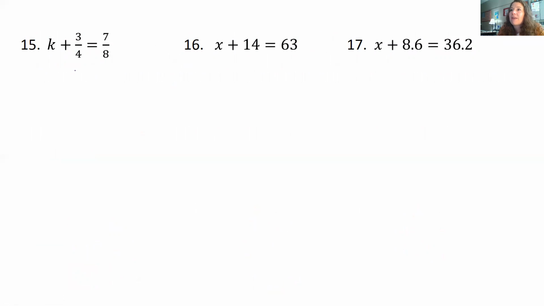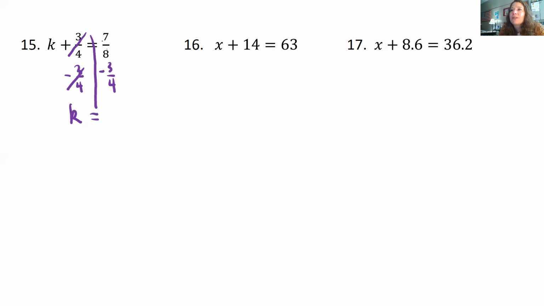So 15, I have a variable on the left side of the equal sign. I want it by itself, so I'm going to draw my line. So I see plus 3/4. What's the opposite of adding a fraction? We're going to subtract a fraction. We're going to subtract a fraction from both sides. Everything you write, you have to write twice. So 3/4 minus 3/4 is 0. So I got k by itself.